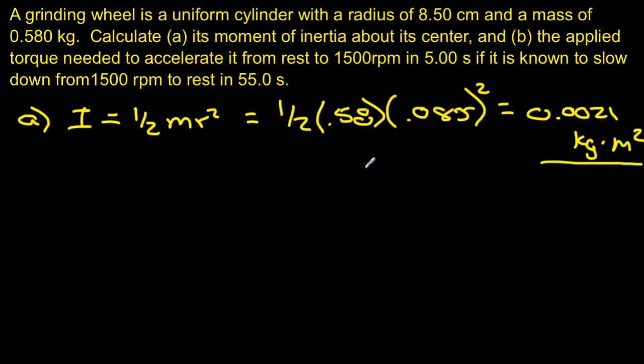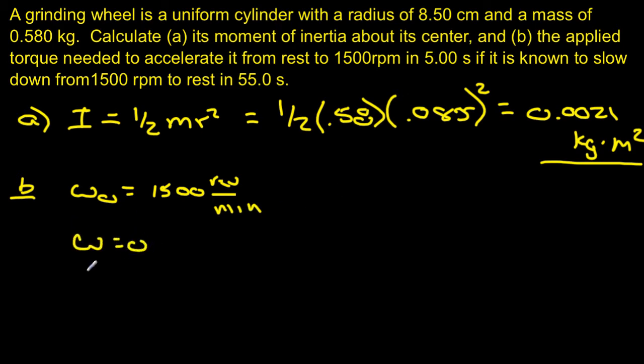Now in part B, we have to do several things. We first have to find the frictional force that causes it to decelerate from 1500 to 0 in 55 seconds. So the first part of part B is to list what we know. Initially, we have omega O as 1500 revolutions per minute. We know that omega will be 0 and t will be 55 seconds.